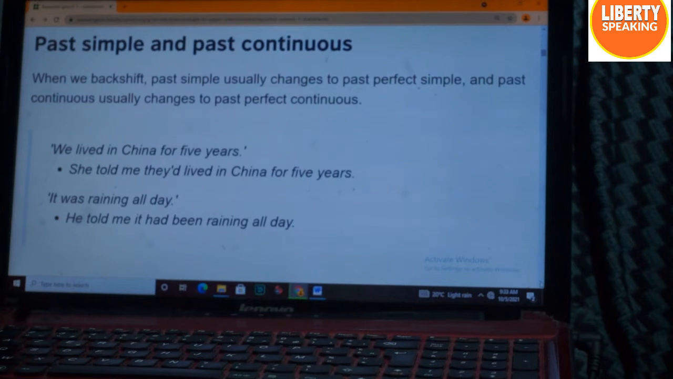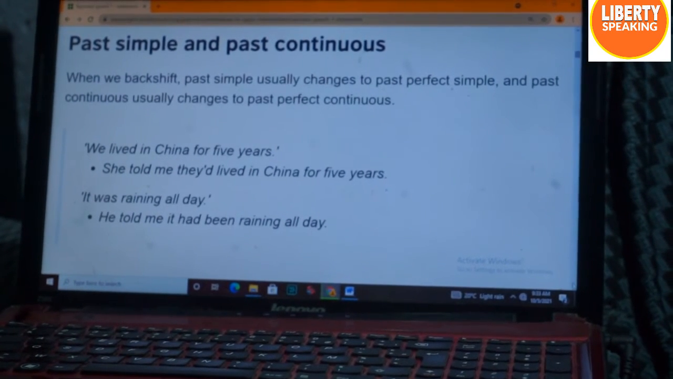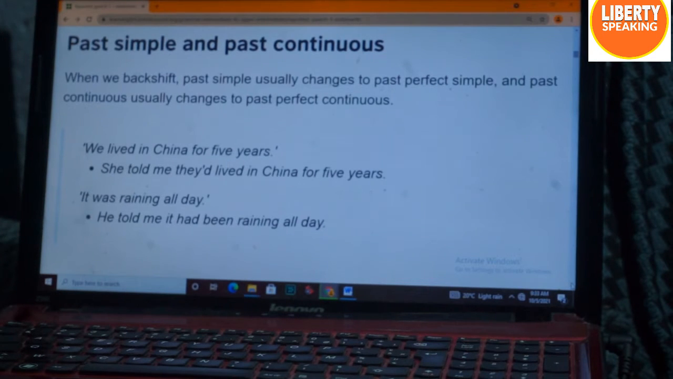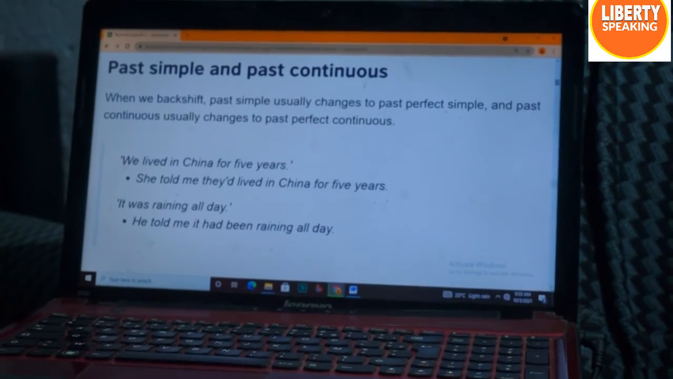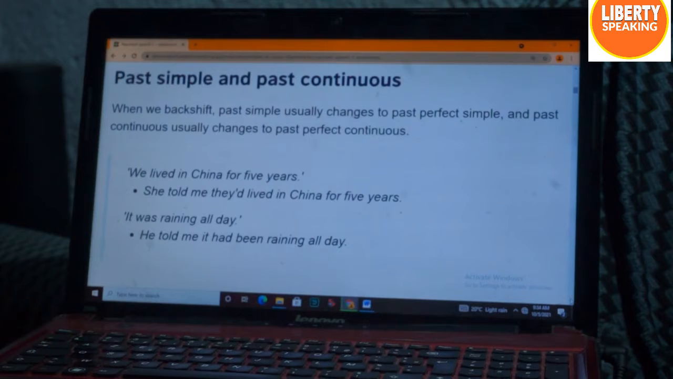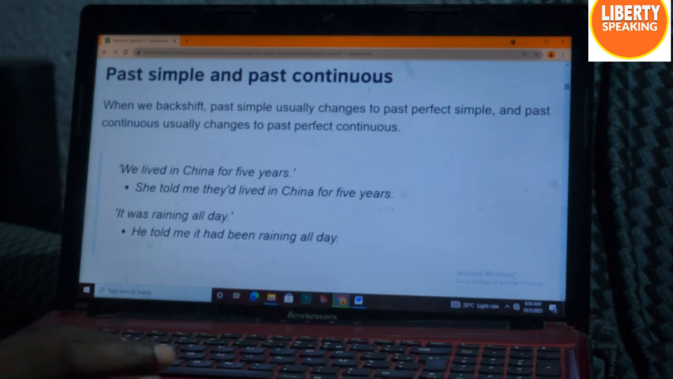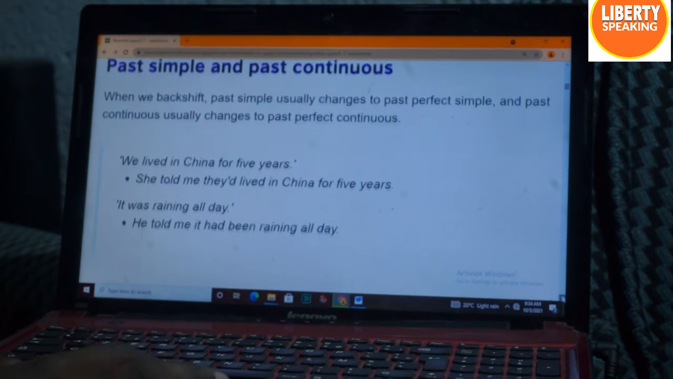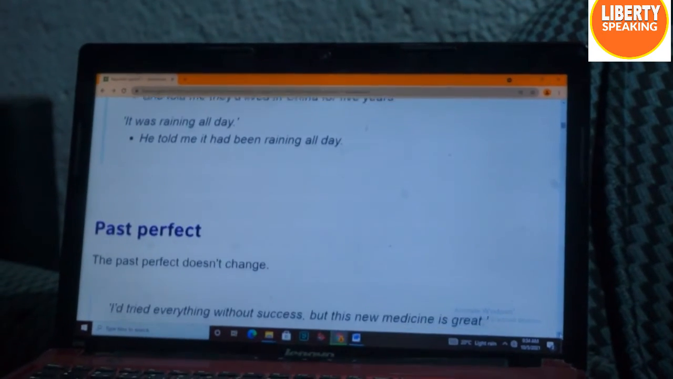That 'd is the short form of had. When we speak English, we shorten the auxiliary verbs. That 'd is the auxiliary verb have in simple past. It was raining all day. Now, was raining is past continuous, so the reported speech is going to change into past perfect continuous. He told me it had been raining all day. Had been raining is past perfect continuous. To make reported speech, you should consider all these.